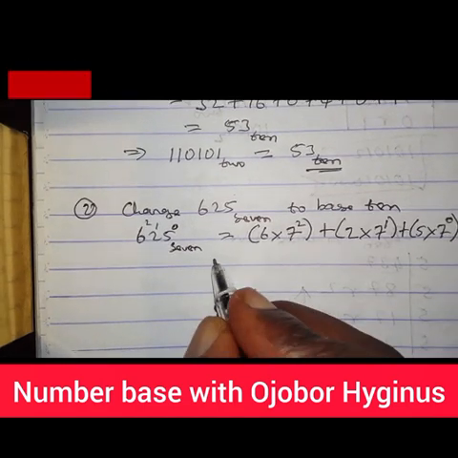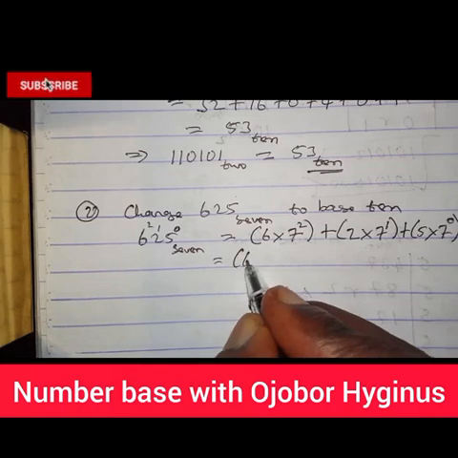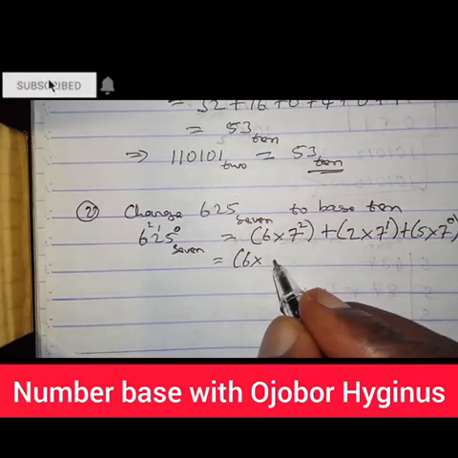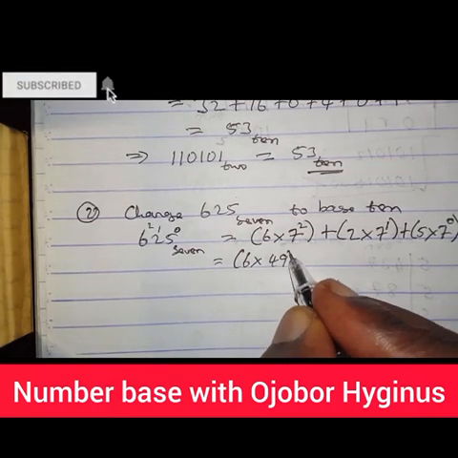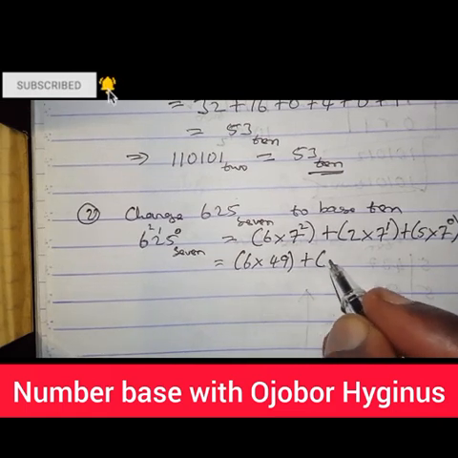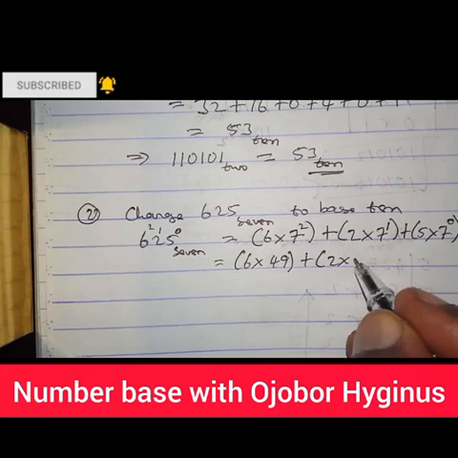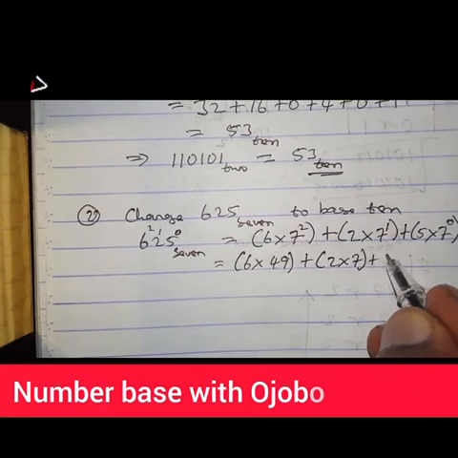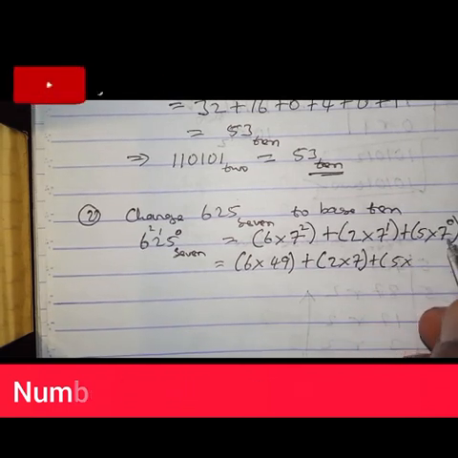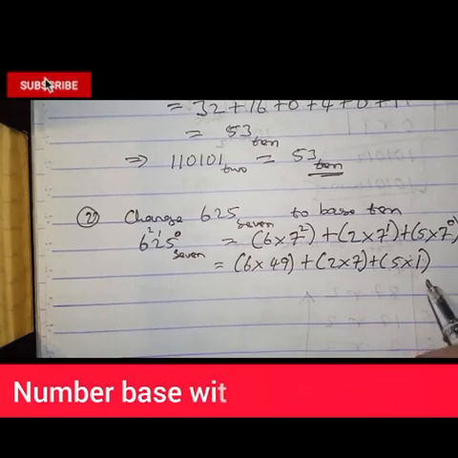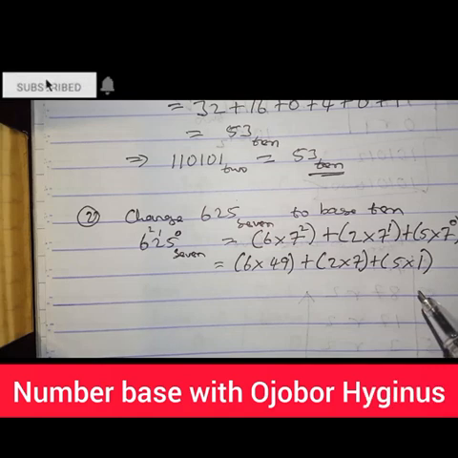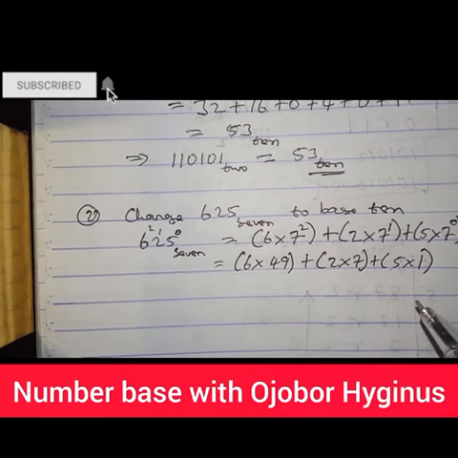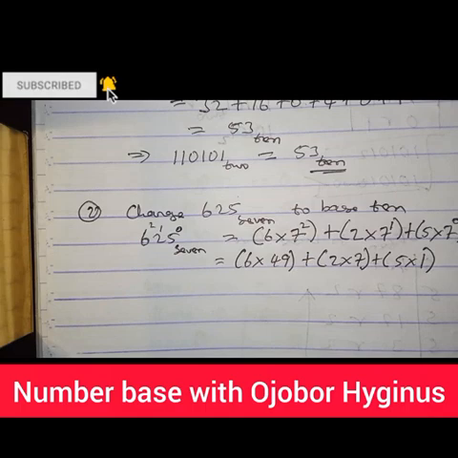If we simplify further, we have what? 6 times 7 squared, which is 49. Then plus 2 times 7 raised to power 1, which is 7, plus again 5 times 7 raised to power 0, which is 1. Remember I said that any number raised to power 0 is 1. So that is what we have.